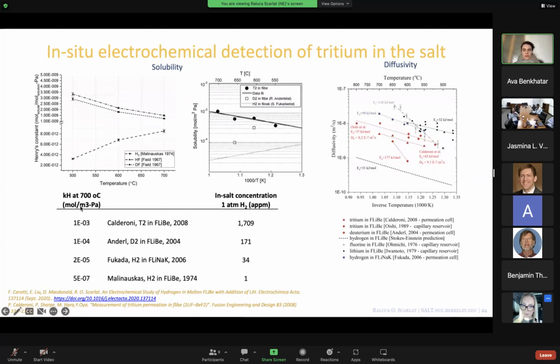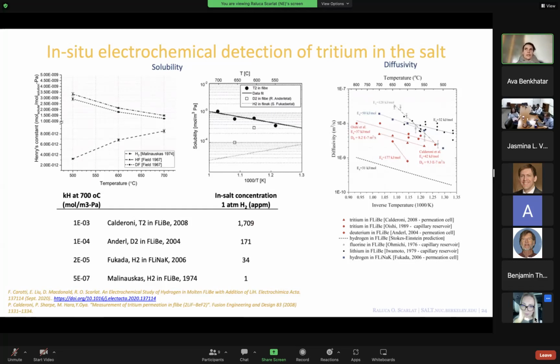So we wanted to understand if this variability is due to the oxidation state of hydrogen. Is it H plus or is it H2 in the melt? And is this why previous studies of solubility have so much variability? In order to do that, we needed a technique for measuring solubility that is oxidation state specific, and electrochemistry is one such technique. Otherwise, studies of solubility are typically done in the gas phase.